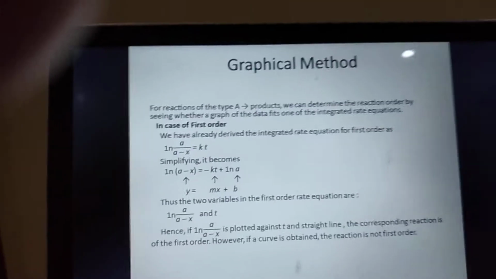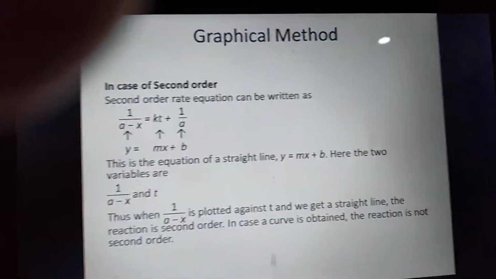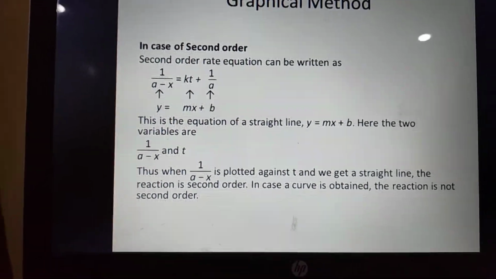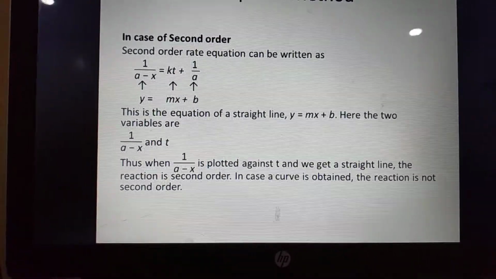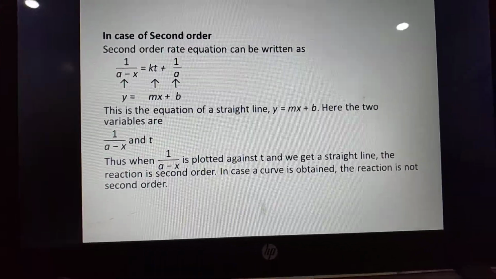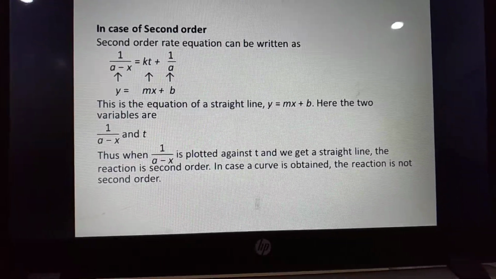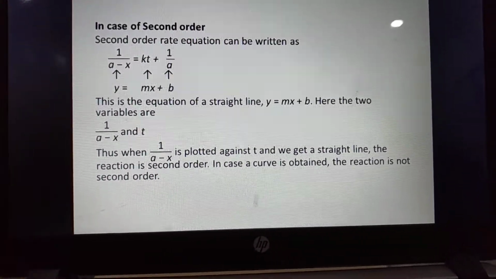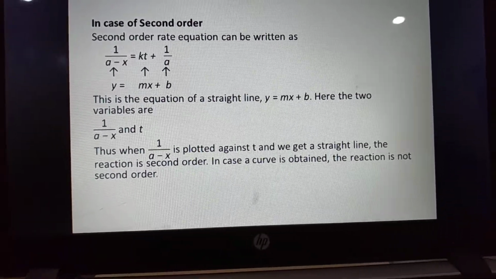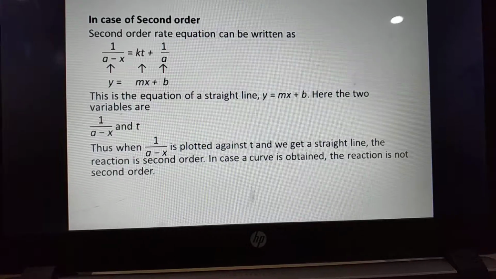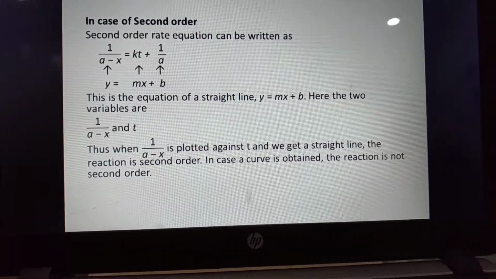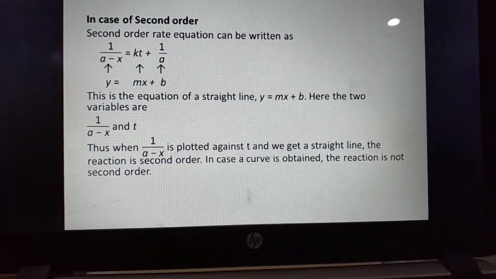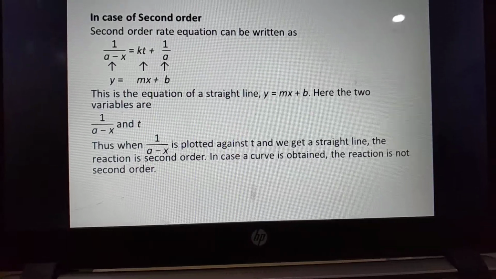And for second order reactions, the second order rate equation can be written as 1 over (a minus x) is equal to kt plus 1 over a. Y is 1 over (a minus x), and in kt, k is the slope. Here the slope is positive, and with time the concentration term increases. 1 over a is the intercept. So this is the equation of a straight line, y is equal to mx plus b. Here the two variables are 1 over (a minus x) and t. Thus if 1 over (a minus x) is plotted against t, we get a straight line, and the reaction is second order.